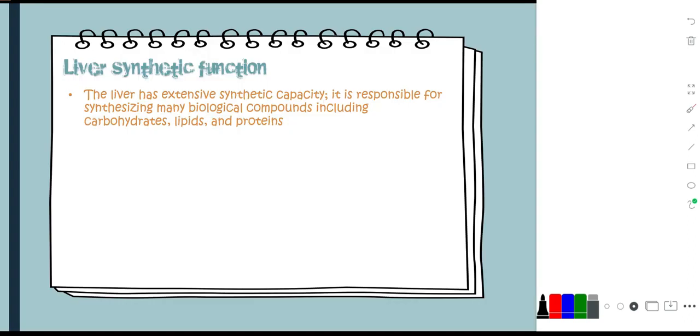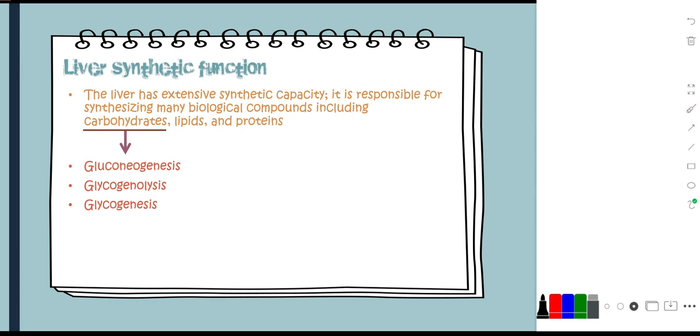So talking about the liver synthetic function, note that the liver has extensive synthetic capacity. It is responsible for synthesizing many biological compounds, including that again of your carbohydrates, lipids, and proteins. With carbohydrates, guys, there are 3 processes to which the liver contributes to the production of this macromolecule. So it could contribute to carbohydrate synthesis through the process of gluconeogenesis. Production of this glucose comes from non-sugar carbohydrates such as that of your pyruvate, your lactic acid, or even that of your amino acids.